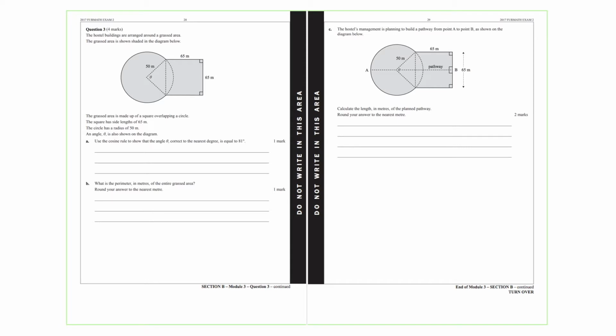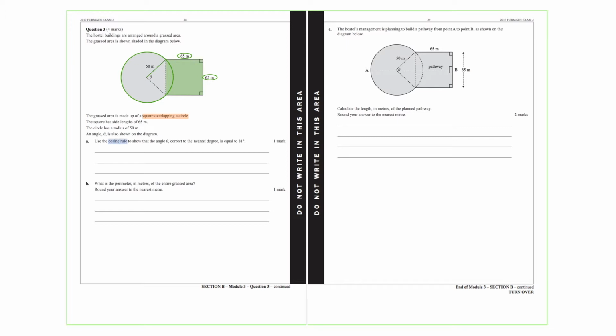Question 3. The hostel buildings are arranged around a grassed area. The grassed area is shown shaded in the diagram below. The grassed area is made up of a square overlapping a circle. The square has side lengths of 65 meters. The circle has a radius of 50 meters. An angle theta is also shown on the diagram. Part A.